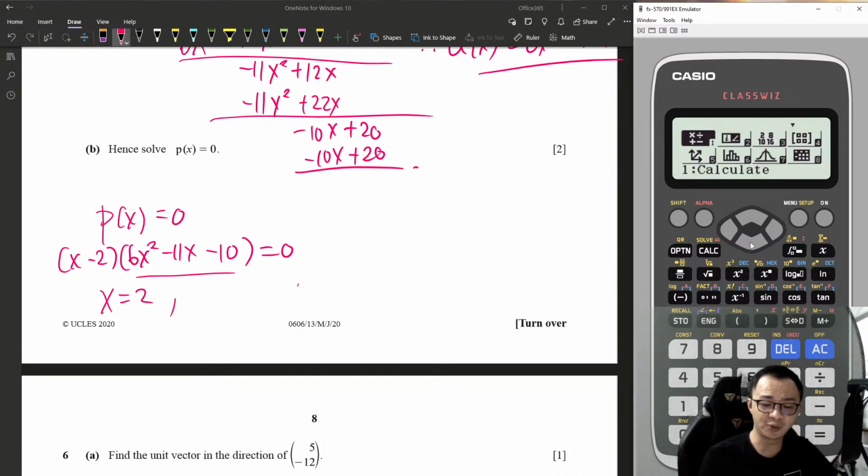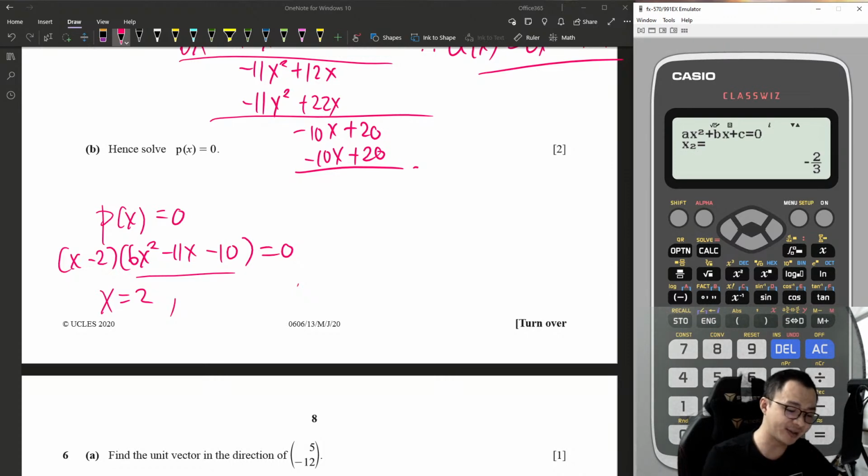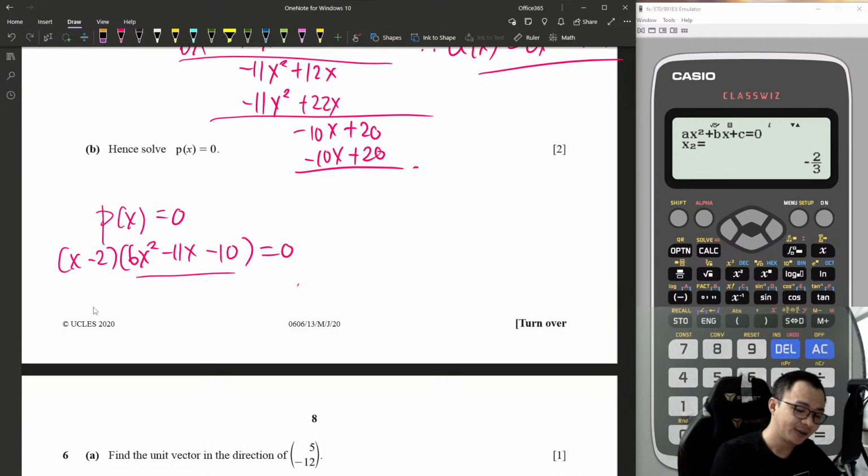Then I will just go to EQN to test it out first. Polynomial, power 2. So this is 6, this is negative 11, and this is negative 10. Can it be factorized? Yeah, I will get a nice number. Then I will just factorize it first. So this is okay. X minus 2 equals 0, x equals to 2.